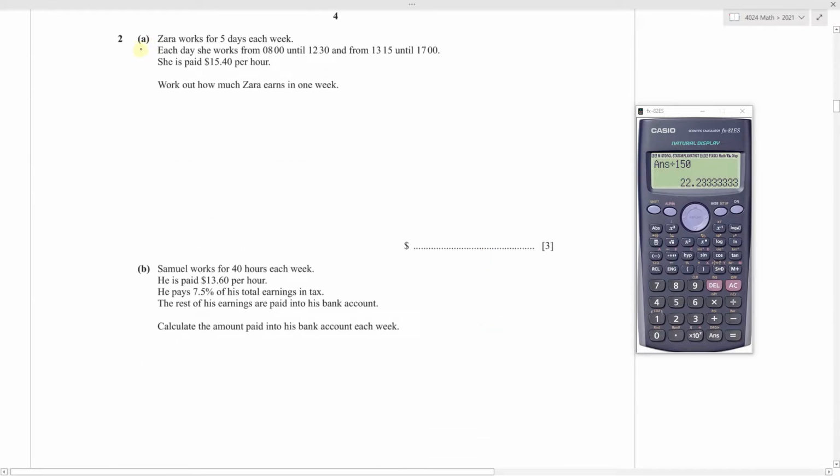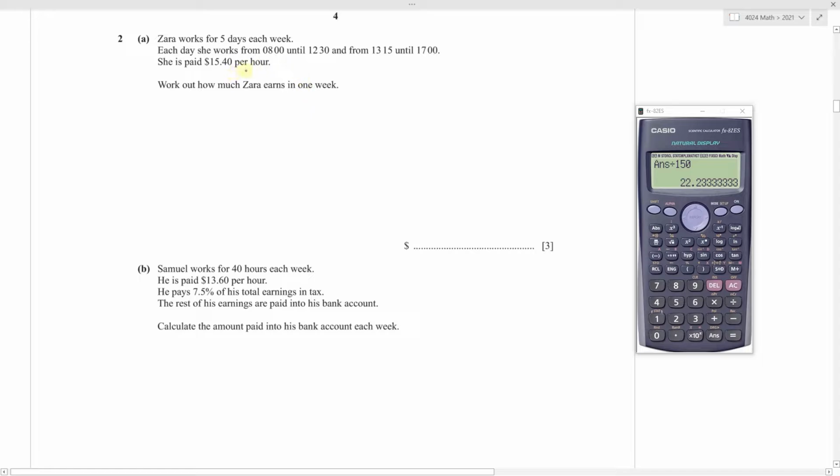Question number 2, part A. Zara works for 5 days each week. Each day she works from 8 until 12:30 and then from 13:15 until 17:00. She is paid $15.40 per hour. Work out how much Zara earns in 1 week.